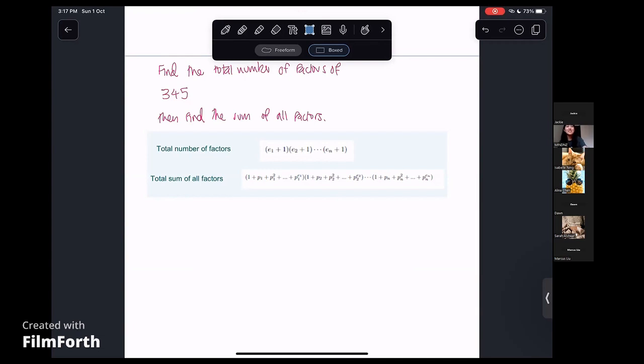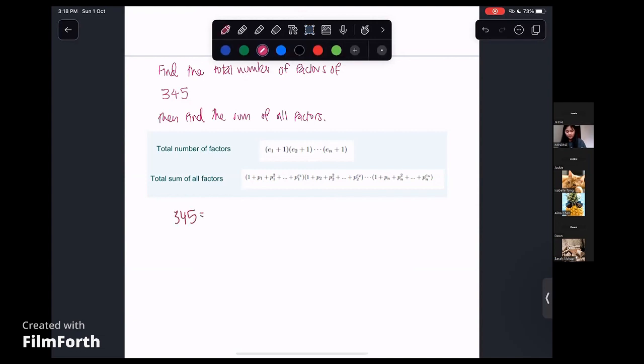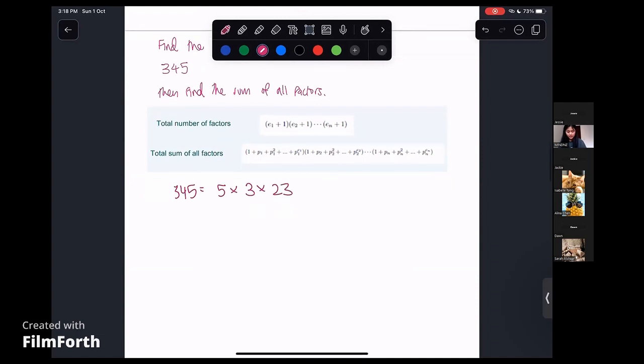Okay. Jesse, did you want to share how you got your answer? I did a prime factorization and there is 5, 3, 23, and I used the formula 2 times 2 times 2 equals 8. Yep, that's really good. So, yep, that's how you'd get the total number of factors.